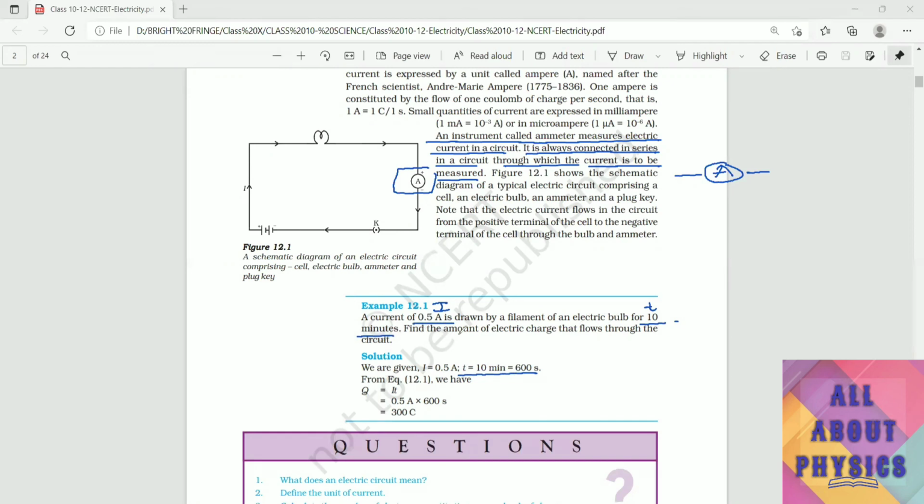Now we have to find the amount of electric charge that flows through the circuit. We have to find Q. See, as we know that current is rate of flow of charge, it is Q upon T. So this implies charge will be I times T. Now you just have to put the values here, put the value of I, it is 0.5 amperes. Put the value of time, 10 minutes, which is equal to 600 seconds. On putting these values, we'll get the value of charge as 300 coulombs.